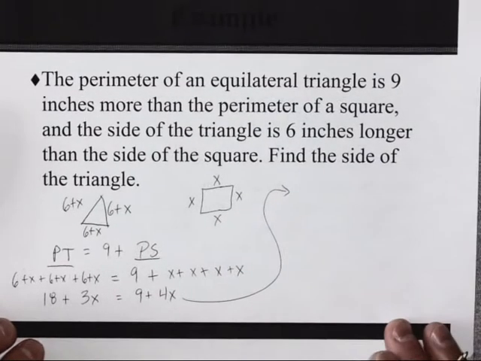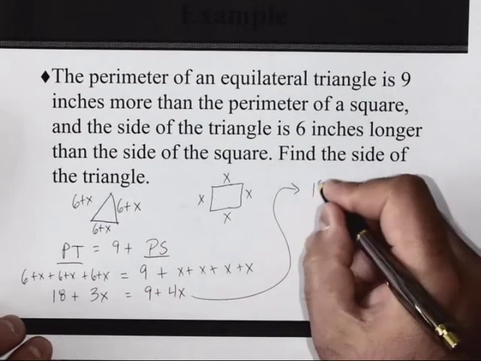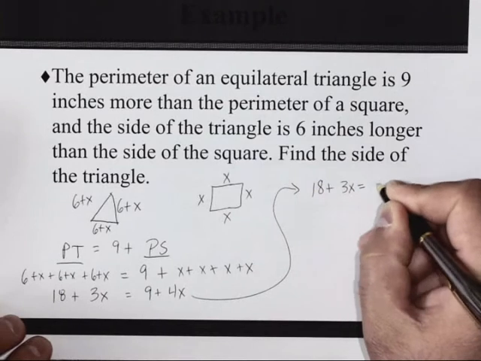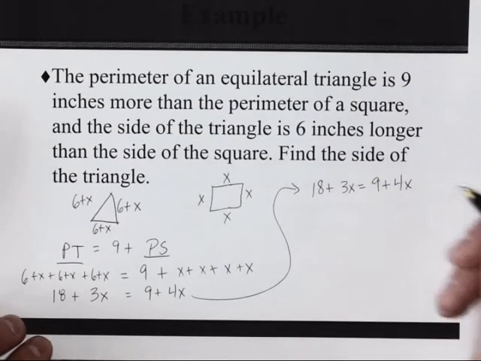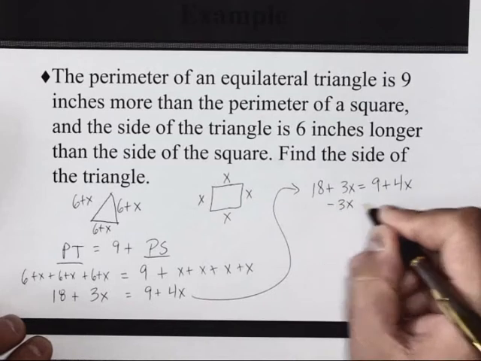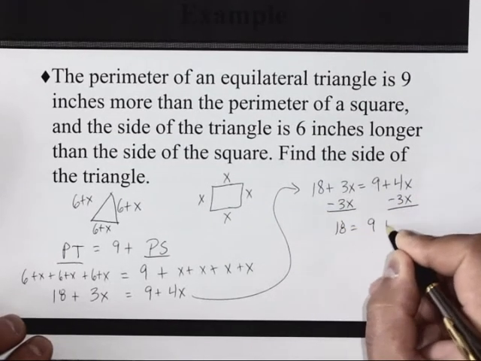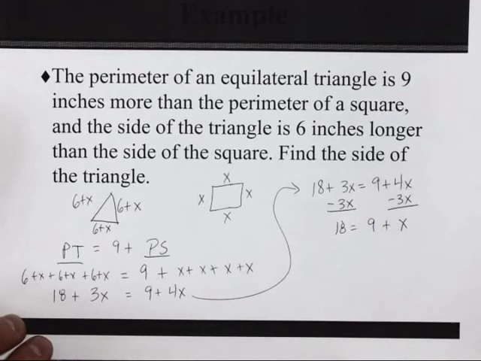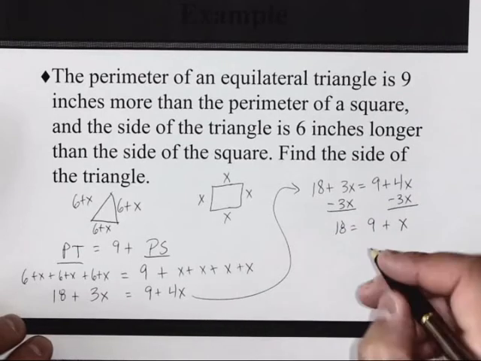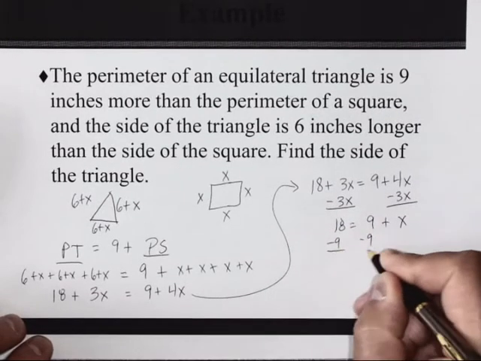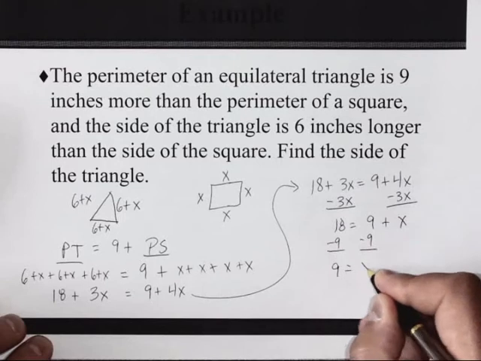So I'm going to give myself a little bit more room. So use our adding, subtracting inverses. Subtract 3x from both sides. So that gives me the x, and then subtract 9 from both sides. And that gives me x.